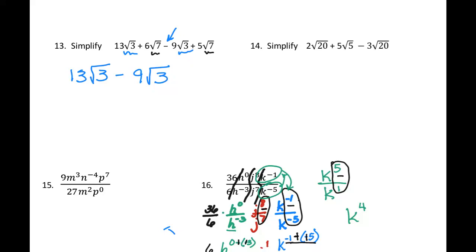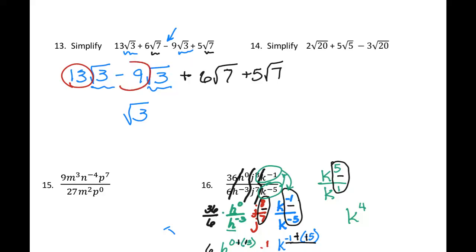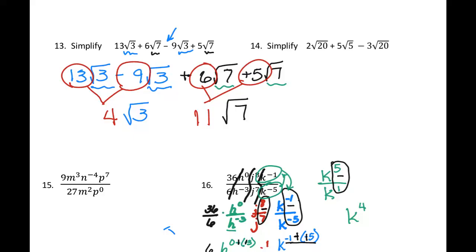So 13 times the square root of 3 minus 9 times the square root of 3 plus, because I have a positive in front of 6 radical 7, plus 5 radical 7. Now, the radicands, you keep those. You rewrite it once. And then you look at 13 minus 9 is 4. And at the back side, you keep the radical 7s by only writing it once. And 6 plus 5 gives you 11.